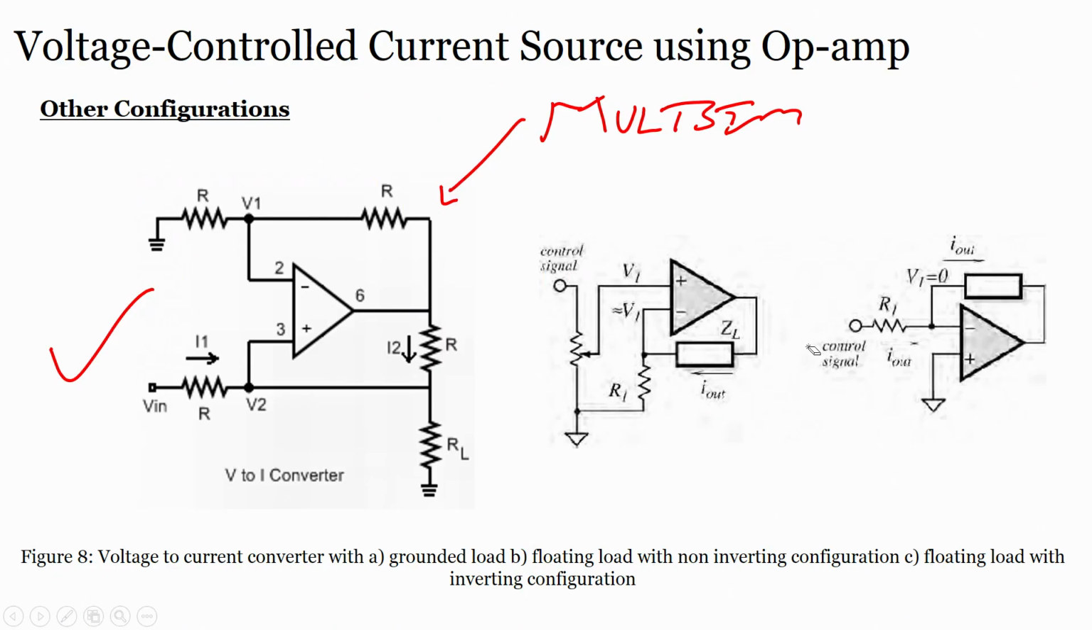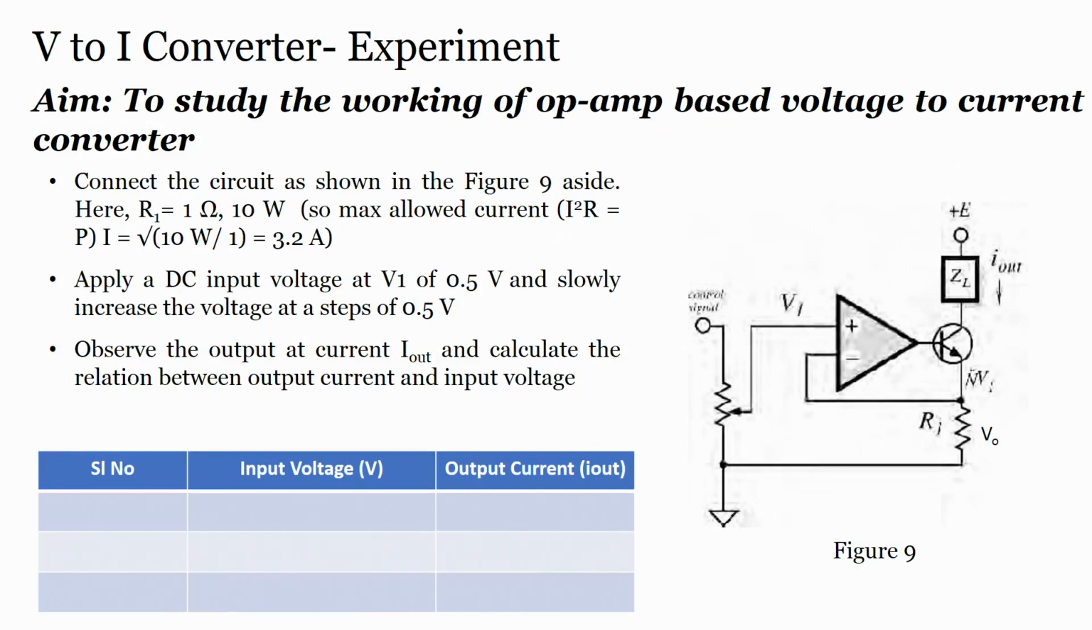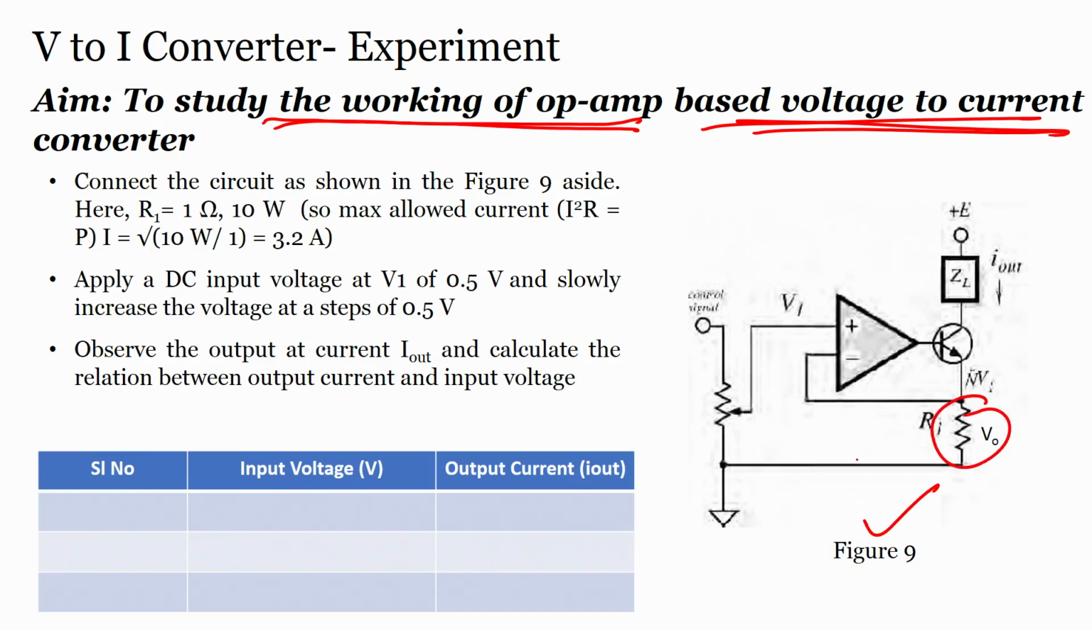So, if I want to perform the experiment, the aim would be to study the working of an op amp based voltage to current converter, alright. If you see, this circuit is similar to what I have told earlier, where you have to use this resistor, which is a power resistor, and that is why the value is about 10 watt, 1 ohm. Connect the circuit as shown in the figure, okay, we will connect it.